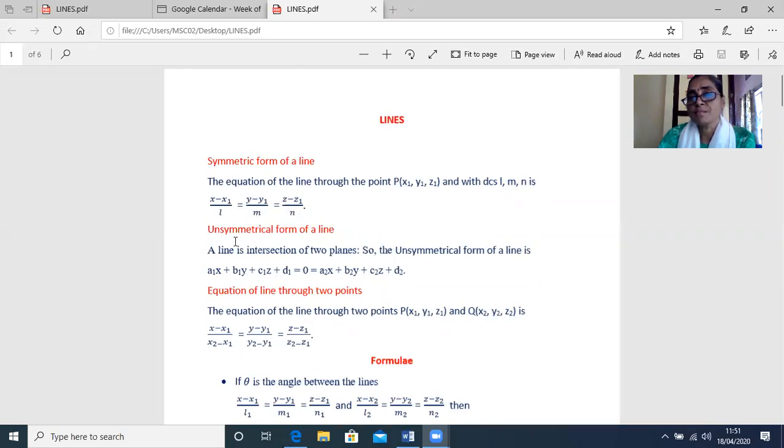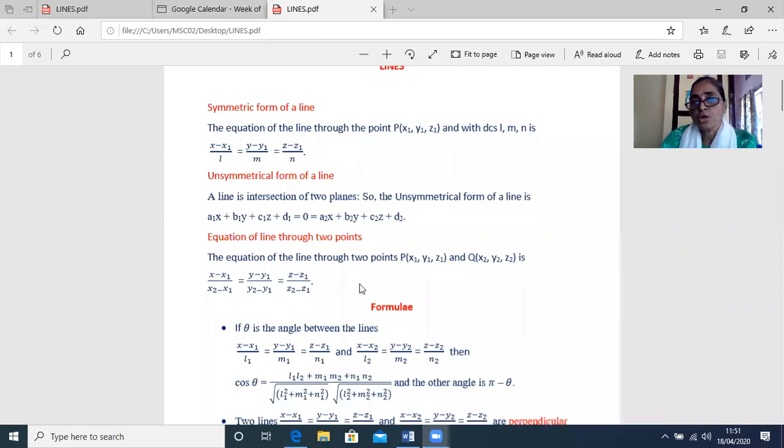Now if you see the unsymmetrical form of a line, it would be like this: intersection of 2 planes. In the previous class, you have seen the planes. So when 2 planes intersect, you get a line. So this is called the unsymmetric form of a line.